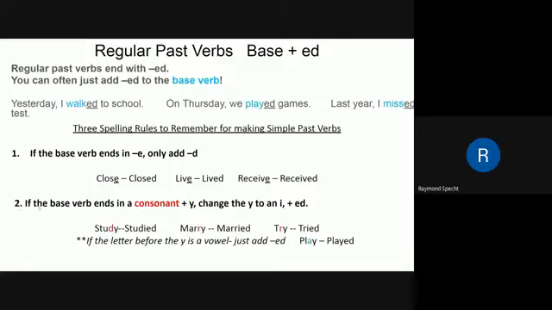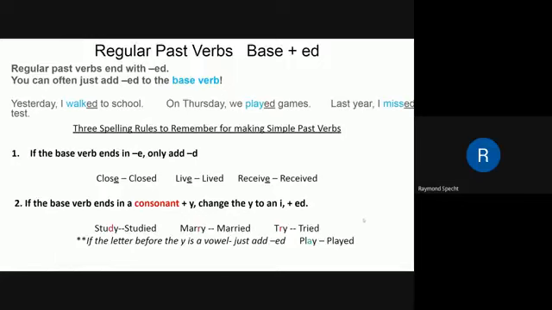Second rule, if the base verb ends in a consonant plus Y, change the Y to I plus ed. Study, all right, the Y. The letter before the Y is a consonant, so we're going to change the Y to I, add ed. Study, studied. Marry, married. Try, tried. If the letter before the Y is a vowel, just add ed. Play, played.